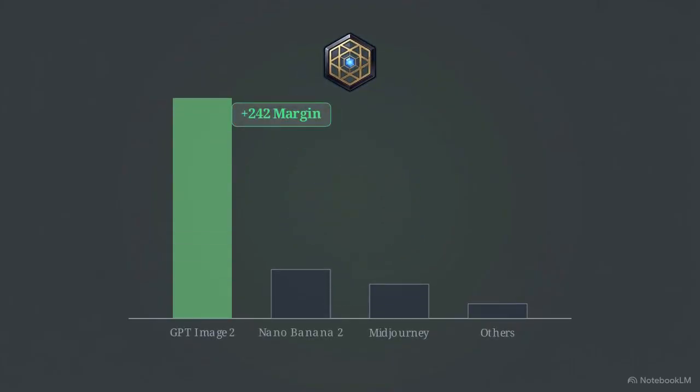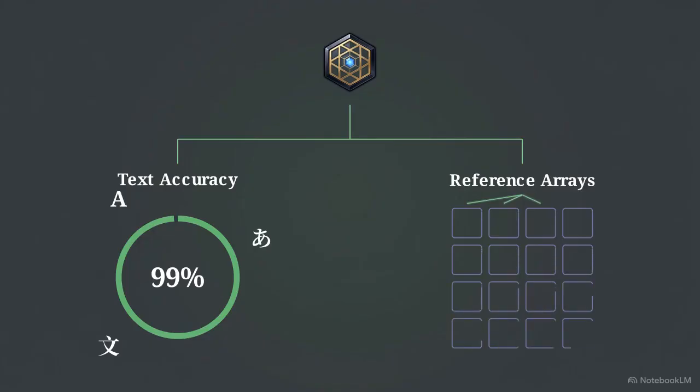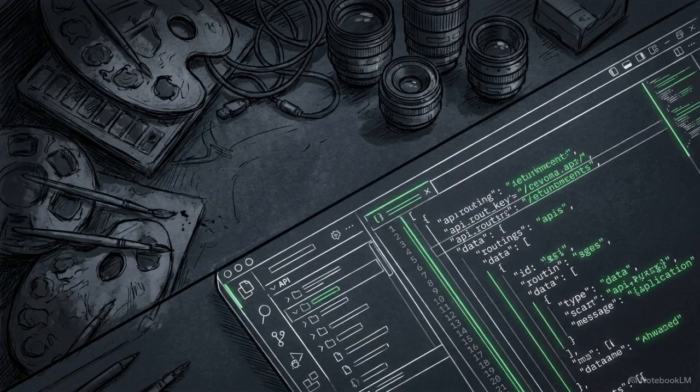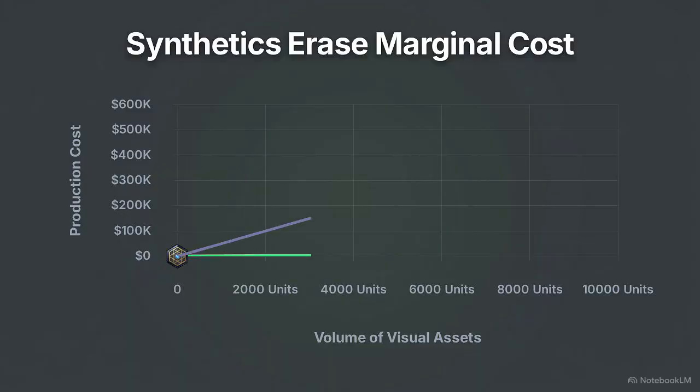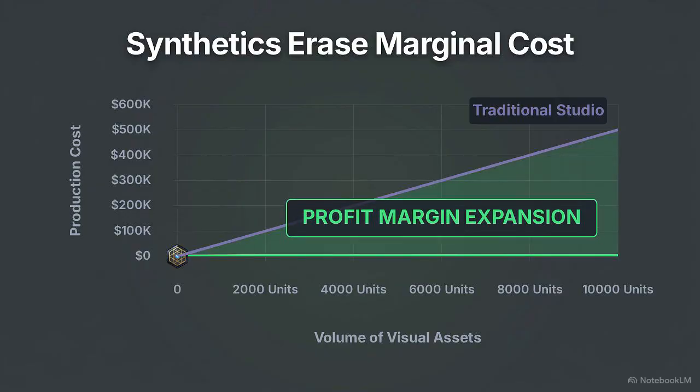OpenAI released GPT Image 2 on April 21, 2026, to address these specific technical bottlenecks. The model currently holds a 242-point lead on the Image Arena leaderboard, supporting 99% text accuracy across 7 scripts and native 16 image reference arrays. This model functions as a production-grade asset engine, manufacturing print-ready and web-ready visuals directly from structured data. Visual asset production has transitioned from a creative bottleneck into a software engineering problem. Operating at this threshold alters the margin structure of direct-to-consumer retail, allowing for high-fidelity branding at near-zero marginal cost.